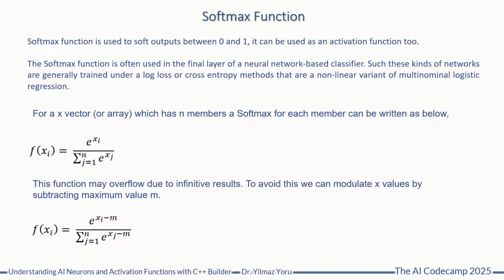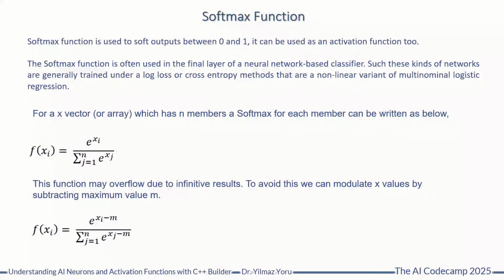These kinds of networks are generally trained under log loss or cross entropy methods, which are a non-linear variant of multinomial logistic regression. So you are using an ANN or other neural computations, and then you do some filters, and at the end you are using softmax to normalize all these results between 0 and 1.